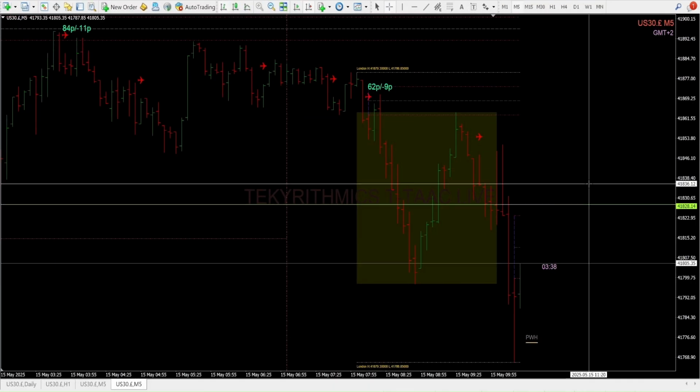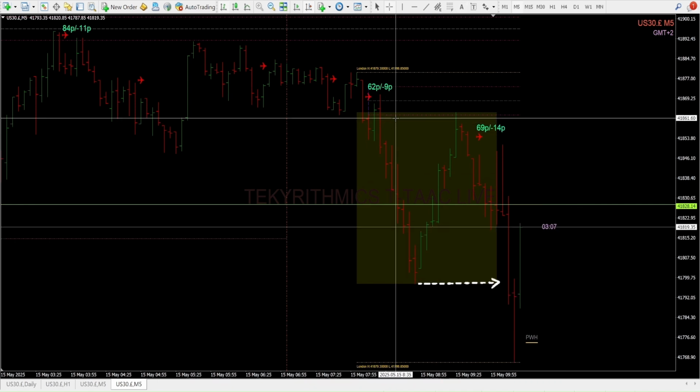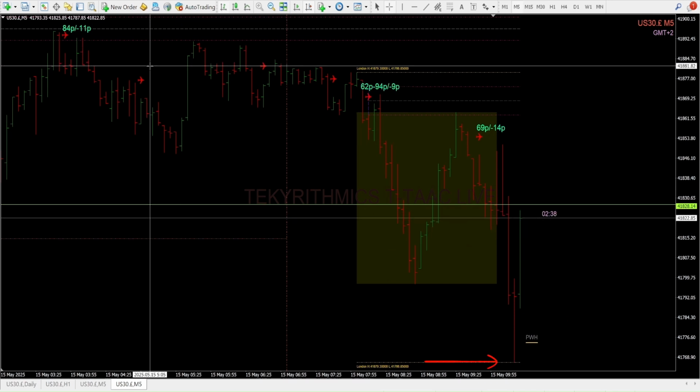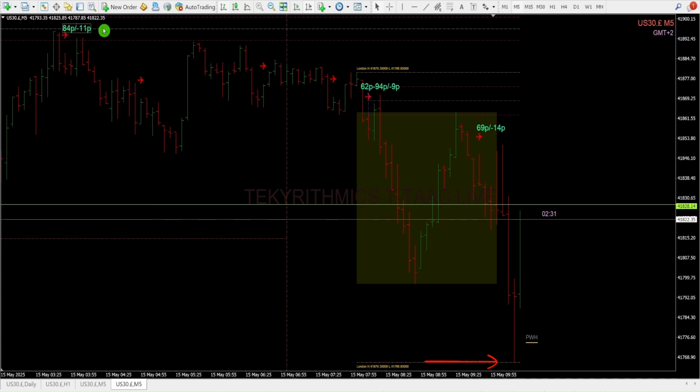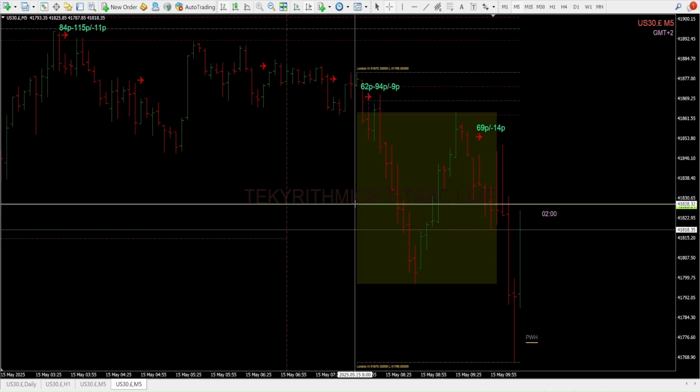Moments later, we see the low that took out the Asian range low has also been breached. Now, using the look left technique, price at this level reached a daily time frame opposing level, signaling a potential turning point in the market. Having established this powerful confluence zone, we can now observe price action to determine the next phase of the market.